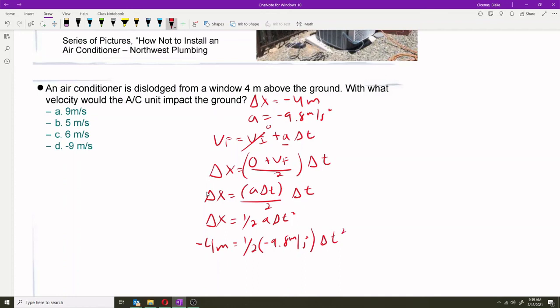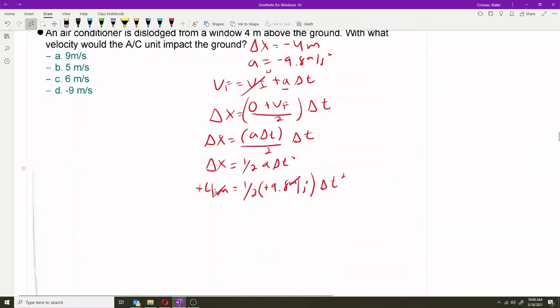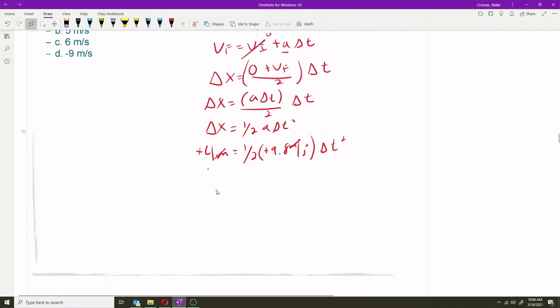Okay, well, meters, notice, will cancel out on both sides, and that leaves me a unit of seconds squared, which is not quite what we wanted, but it's actually okay. The negatives also cancel, and we get positives on both sides. And so, okay, this is 4.9 times delta t squared. And then I'll write this out as 4, and then moving my seconds squared up to the top, 4 over 4.9 is equal to delta t squared.